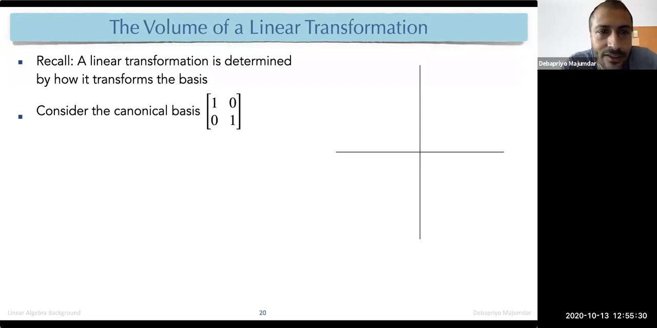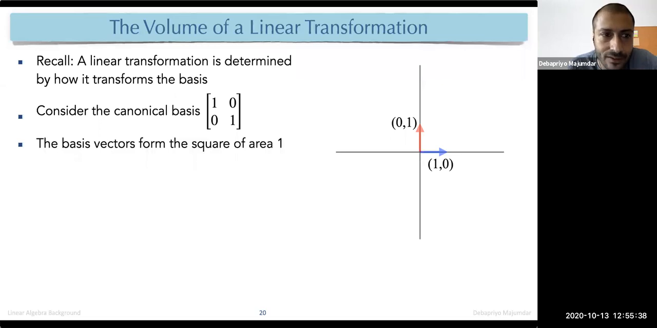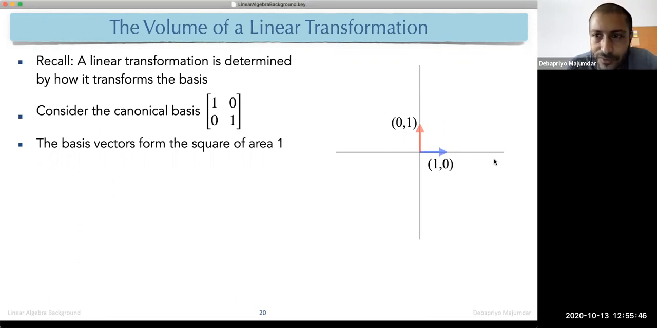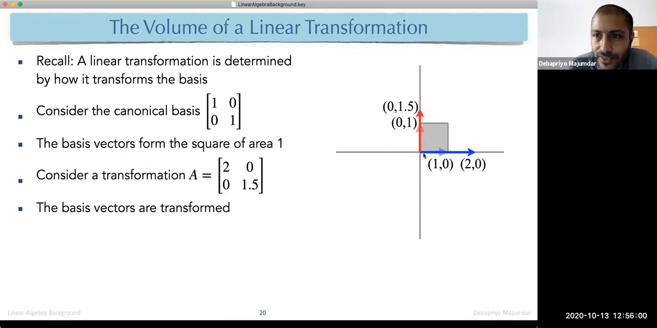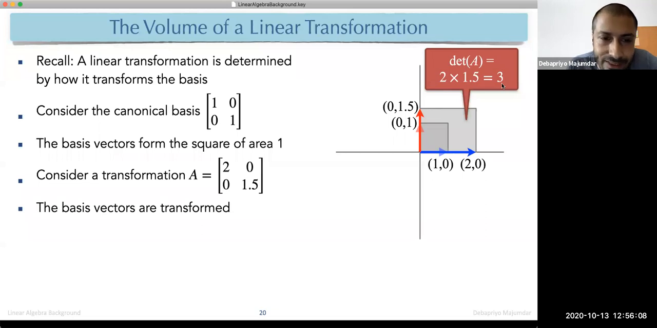A linear transformation is determined by how it transforms the basis, right? So suppose we have our original basis (1, 0) and (0, 1). The basis vectors form a square, and the area of the square is 1. Now if you transform with a matrix 2, 0 and 0, 1.5, you change the basis vectors. The first basis vector becomes (2, 0), and the second basis vector becomes (0, 1.5). And now your area becomes 3. And this is what essentially is the determinant.